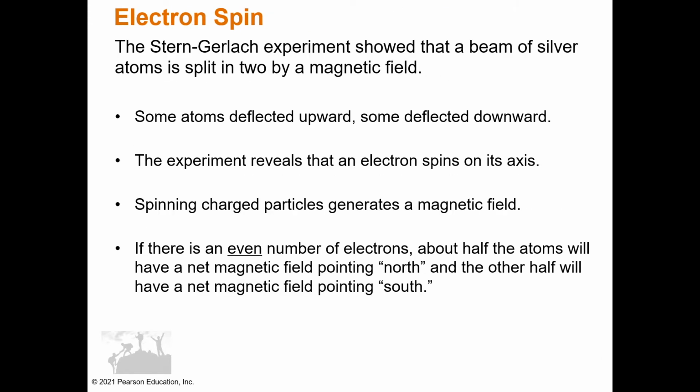The whole idea of electron spin came from the Stern-Gerlach experiment. Here, the experiment showed that electrons actually spin on their axes. So when that happens, when charged particles spin, they generate their own magnetic field. So when this singular beam of silver atoms were sent through a magnetic field, some of the atoms were deflected upward and some were deflected downward.